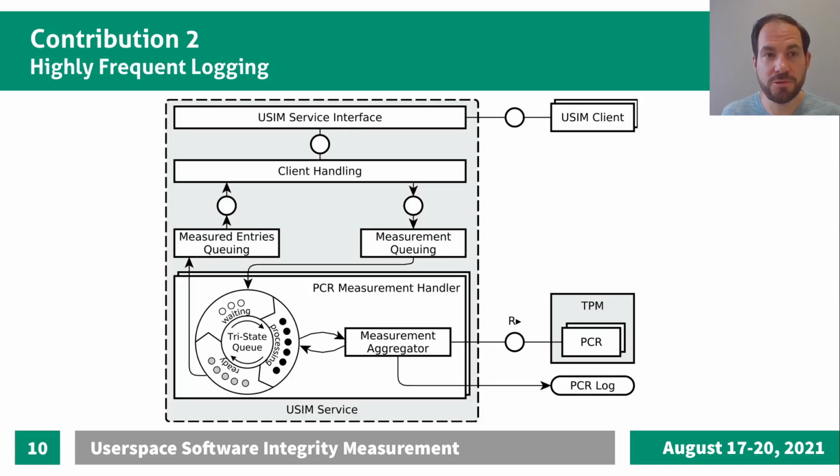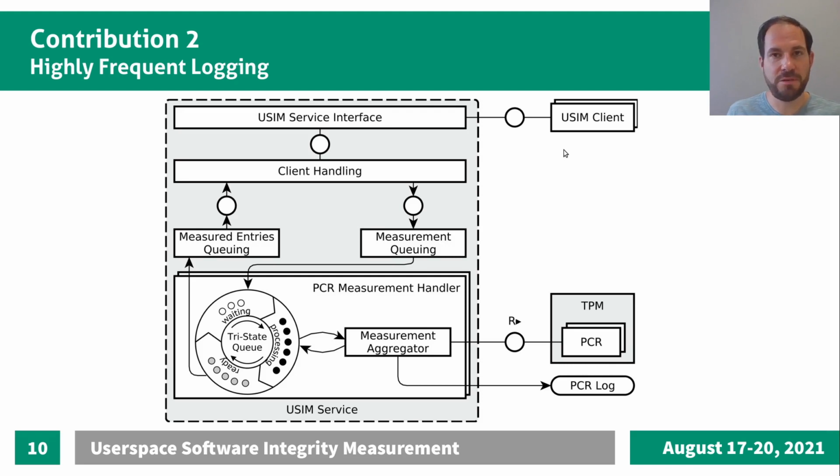Our second contribution is highly frequent logging. So instead of measuring files or executables one by one into the TPM, waiting for the slow TPM to finish the anchoring, we instead consolidate multiple measurements into one, which means we hash them together and extend this hash to the TPM, or anchor it in the TPM. And this speeds up the whole measurement process.